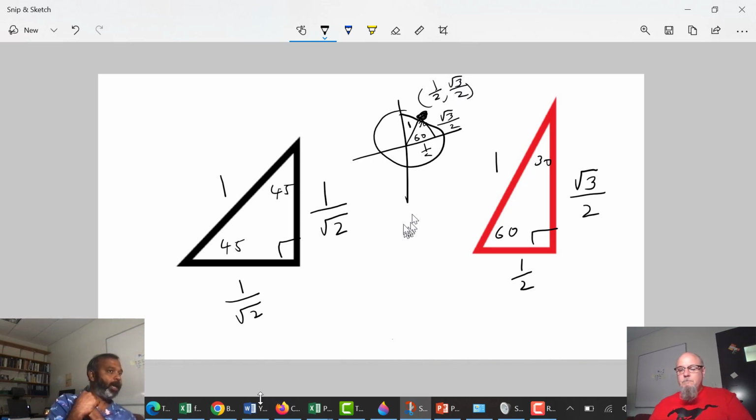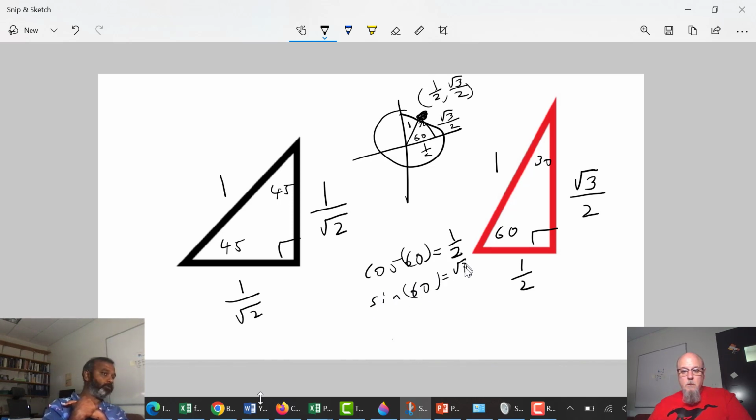Right? And we can presumably use this idea to get the cosine and sine of these angles. So cosine of 60 degrees is going to be equal to the x value. Cosine is the adjacent side over hypotenuse. Hypotenuse is 1 in this case. So it's just going to be 1/2. And then sine of 60 is going to be radical 3/2.